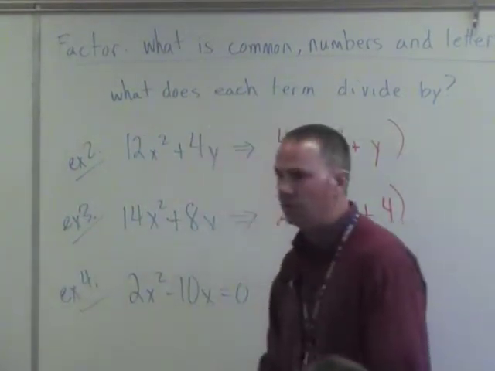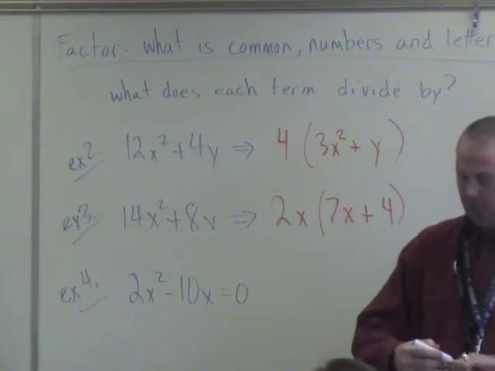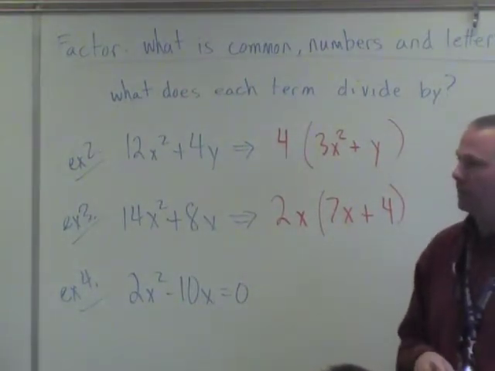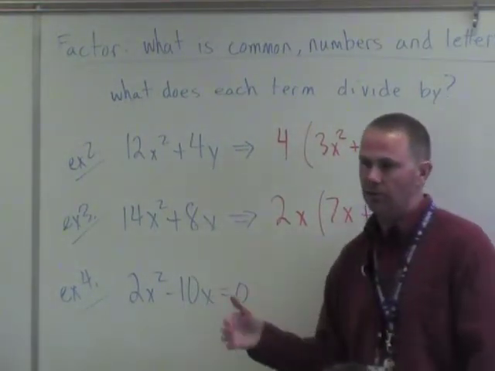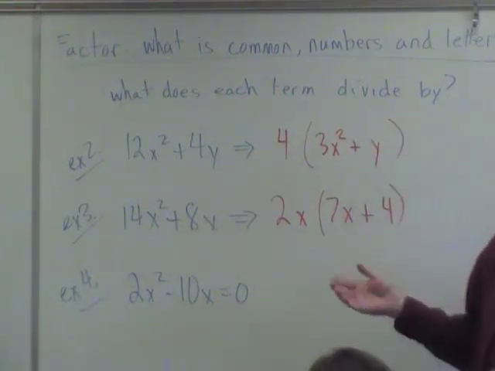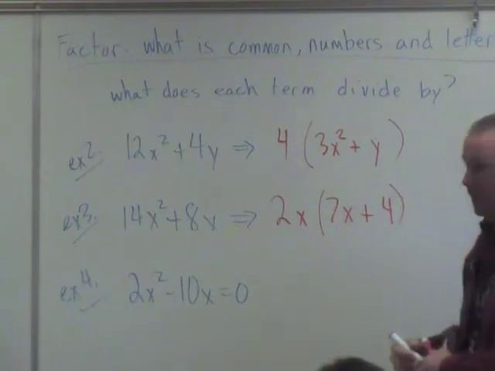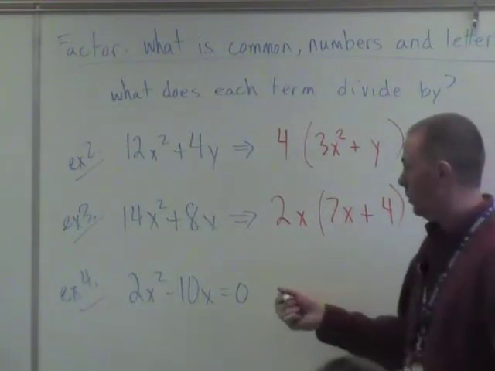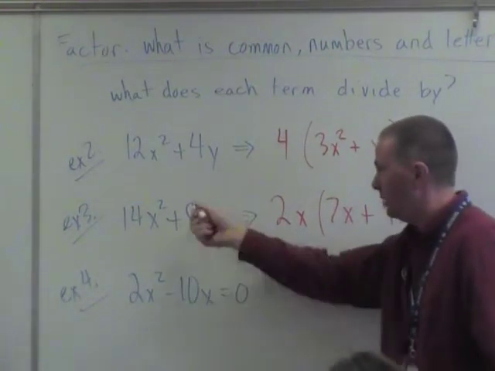Example 4. Solve. Okay? 2x squared minus 10x equals 0. Now let me show you how to do this. As soon as you're ready. 2x squared minus 10x equals 0. The way it is right now, you can't necessarily solve it. Could if you work through it. But I'm going to show you what I want you to do. We're going to factor it first. So everybody go ahead and factor this the way you did these up here.